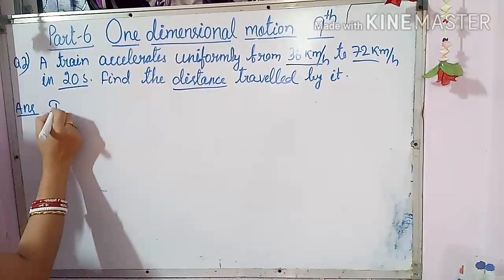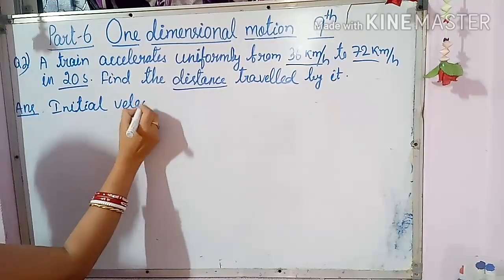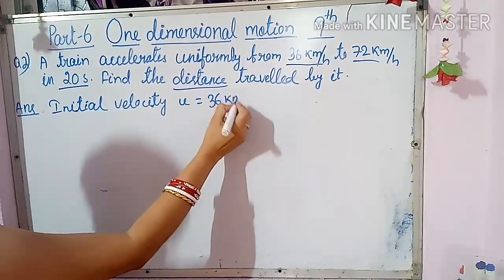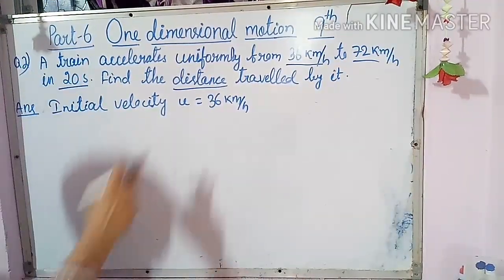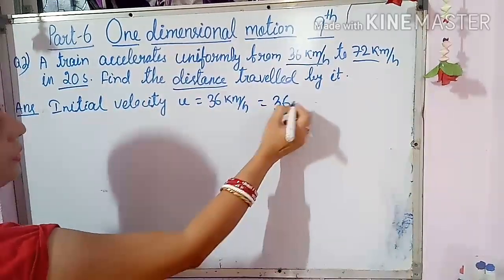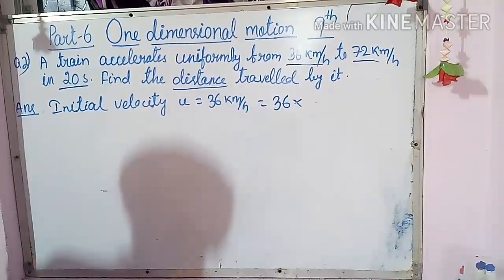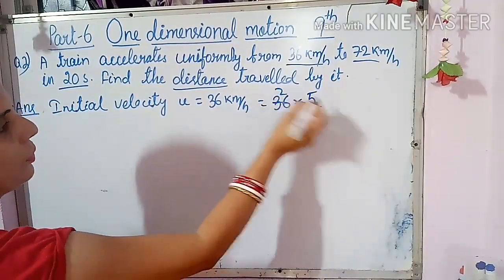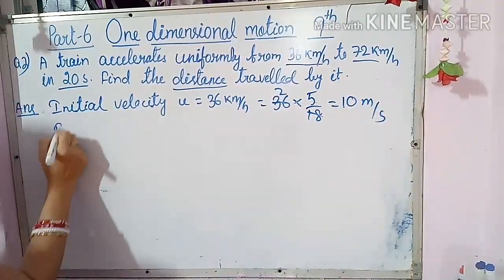Now, as I told, whatever things are given you have to write symbolically. Initial velocity u equal to 36 kilometer per hour. As you can see, the time is in seconds, so you have to convert it into meter per second. As I told before, in a shortcut manner, if you are changing kilometer per hour to meter per second, you can directly multiply by 5 by 18. So it is 2, that is, 10 meter per second. Now the final velocity.